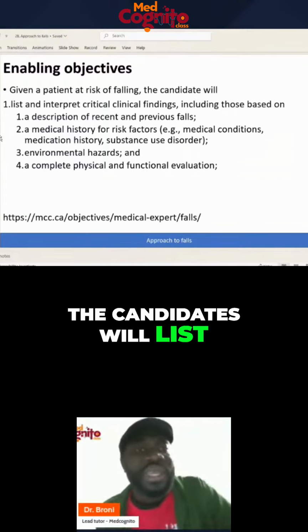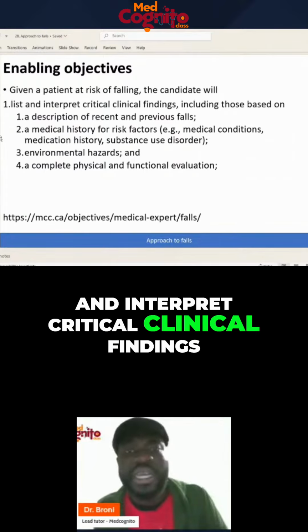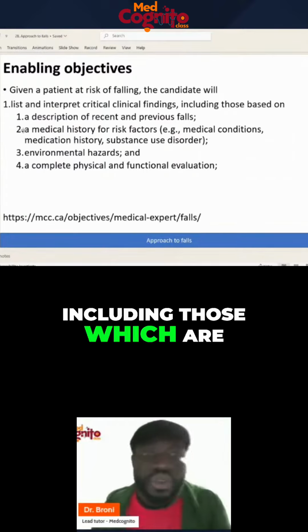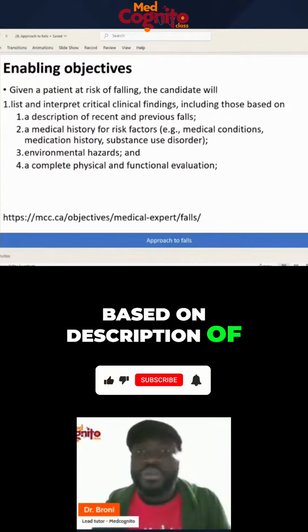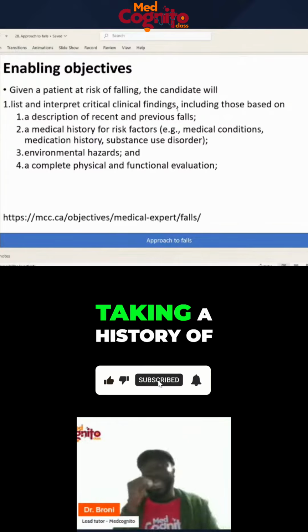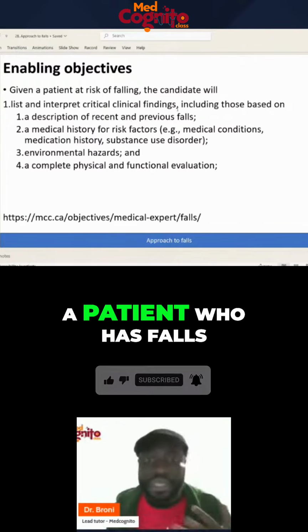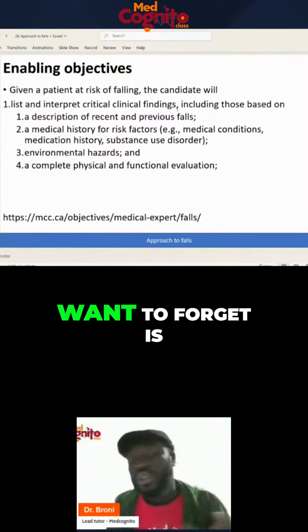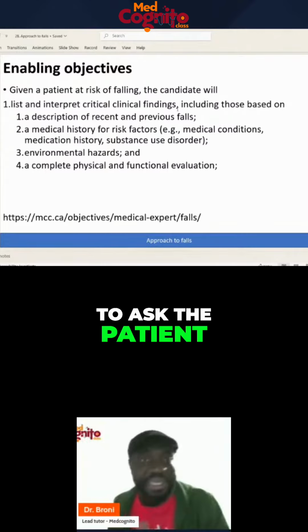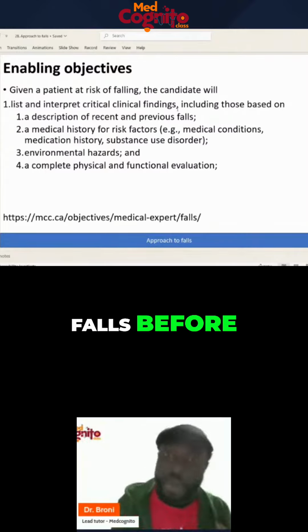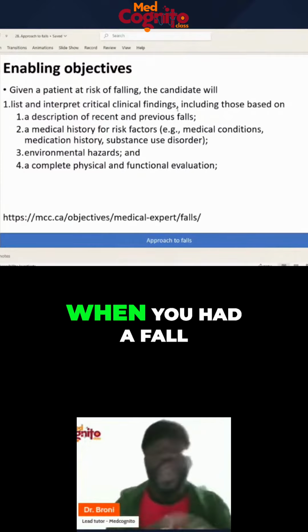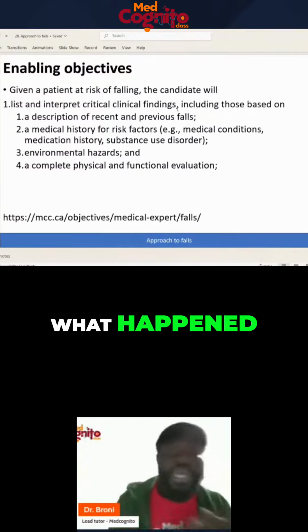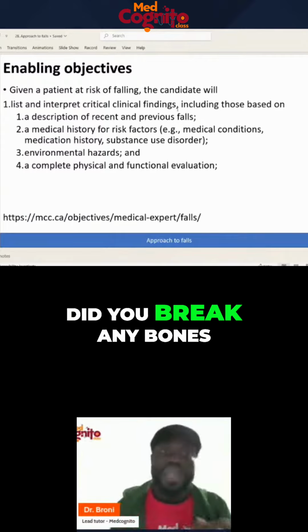Now, given a patient who is at a risk of falling, then we go to the enabling objectives. The candidate will list and interpret critical clinical findings, including those which are based on description of recent and previous falls. So if you are taking a history of a patient who has falls, one thing you don't want to forget is to ask the patient, have you had any falls before? When was the last time you had a fall? When you had a fall, what happened? Did you hit your head? Did you break any bones?